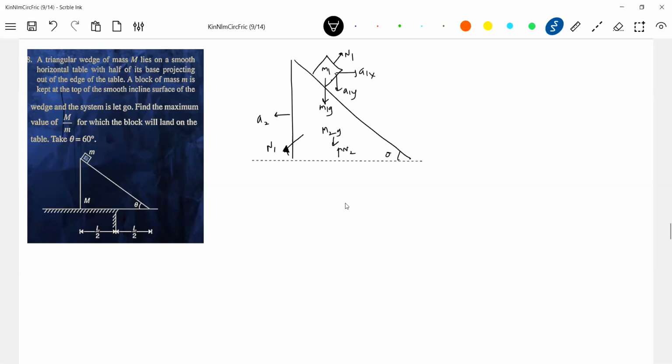What are the forces responsible for the acceleration of the wedge? It will be n1 sine theta equal to m2 a2. Then along the y-axis, m1g minus n1 cos theta equal to m1 a1y. Along the x-axis, n1 sine theta equal to m1 a1x. One thing I'm very sure, m2 a2 should be equal to m1 a1x, from equations one and three.